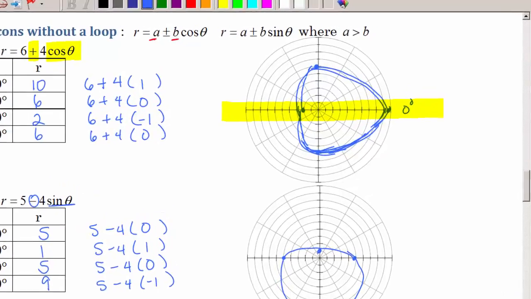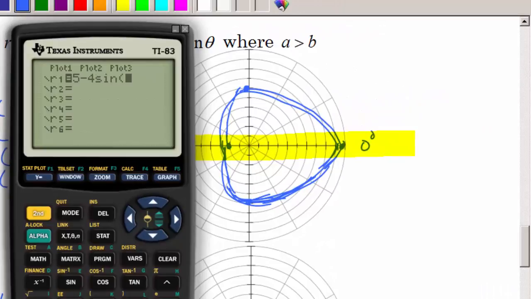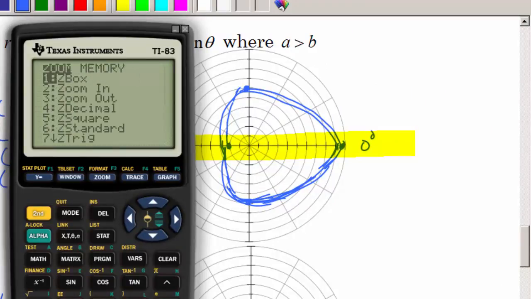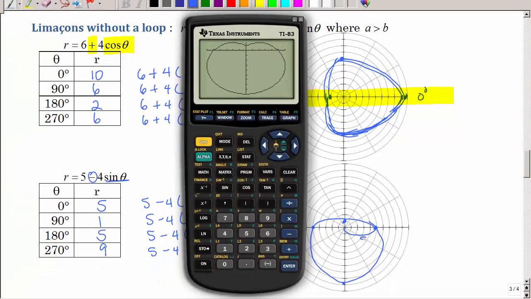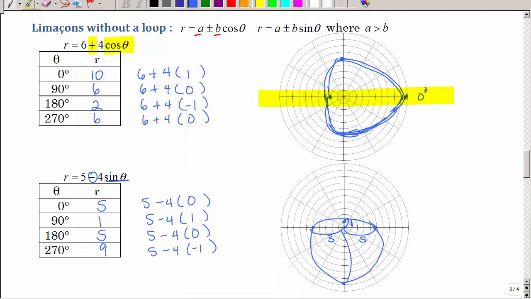Mine looks almost like an acorn, doesn't it? You could leave it on zoom 6. The zoom 0 just makes it a little bit bigger. All right, and you can definitely see that that 5 plays an important part. It's out 5, over 5. That's up 1 because you had to subtract, and here you had to add and get the 9. But our symmetry, it's symmetric with respect to the y-axis, again because of that, and here. So limaçons without a loop.